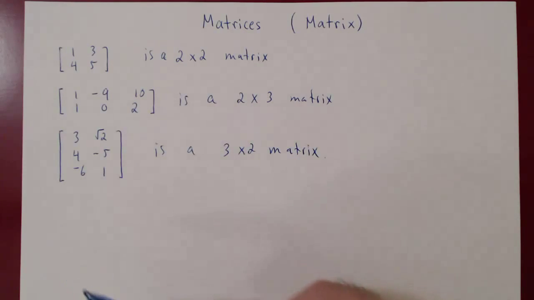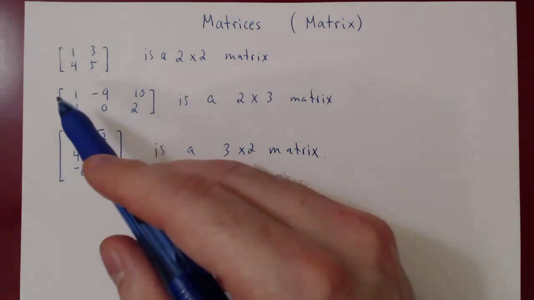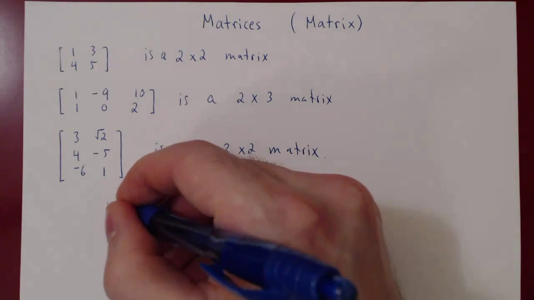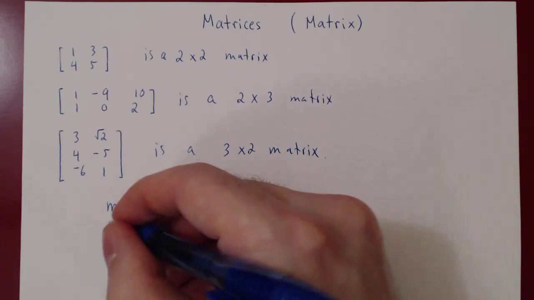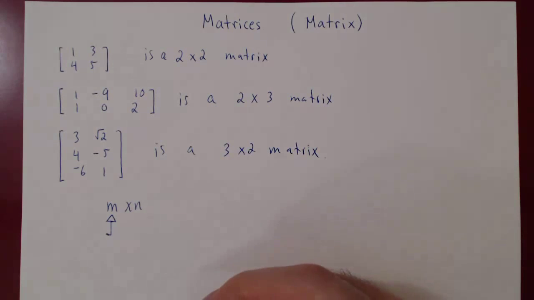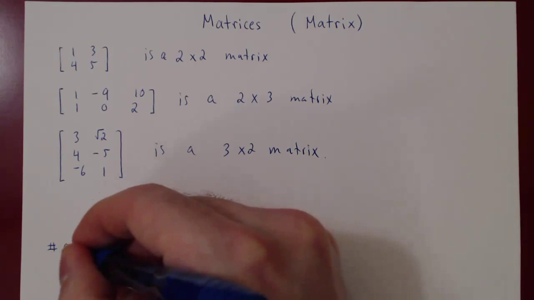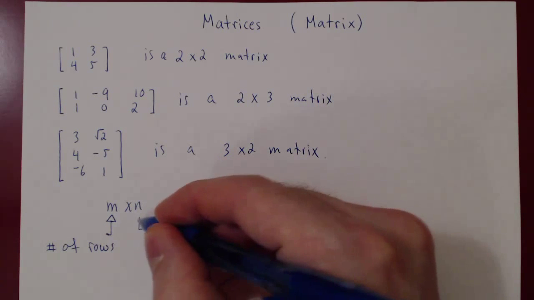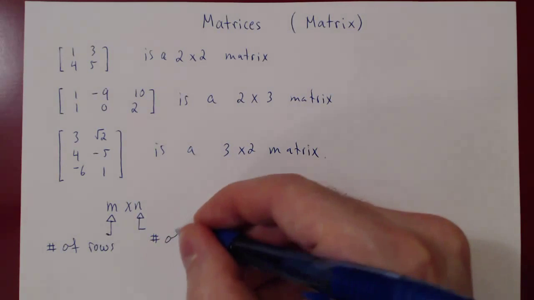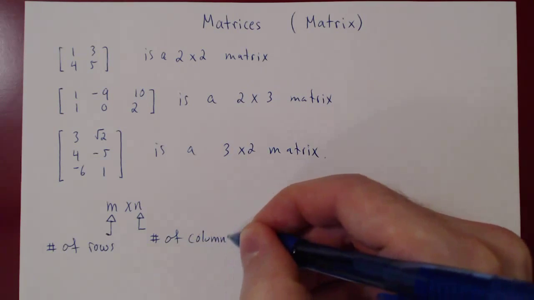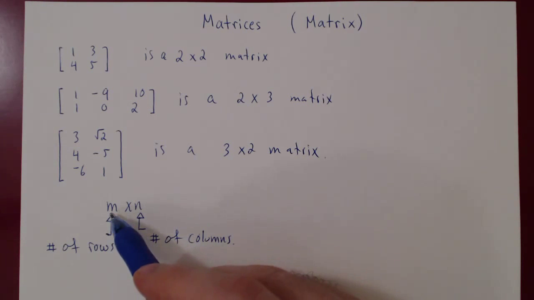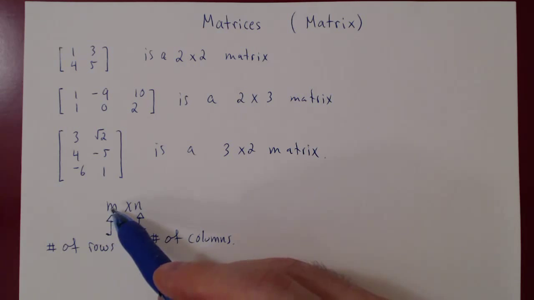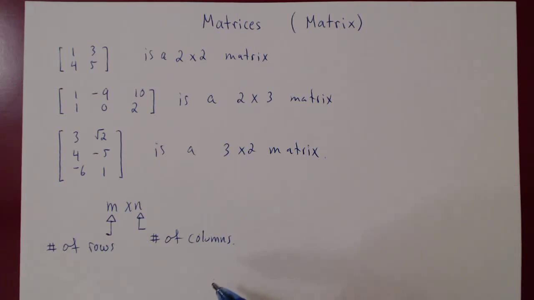So any matrix is a rectangular array of numbers, and it consists of a certain number of rows and columns. So in general, when we write an m by n matrix, the first index is always the number of rows. So it is the row index. And the second index is always the number of columns. So whenever we say we have an m by n matrix, it is a rectangular array of real numbers that consists of m rows and n columns.